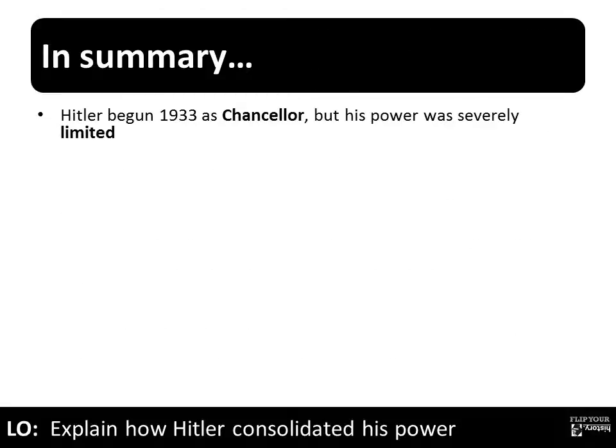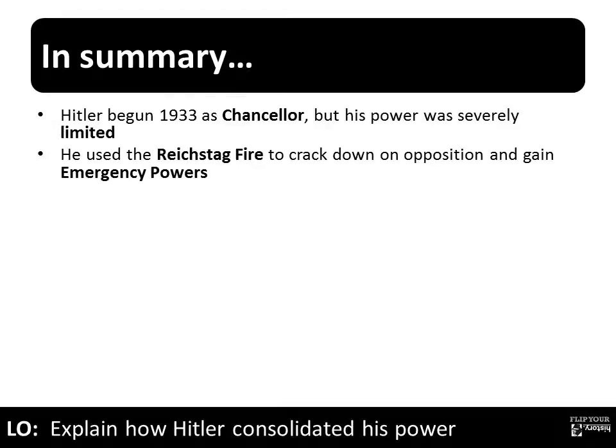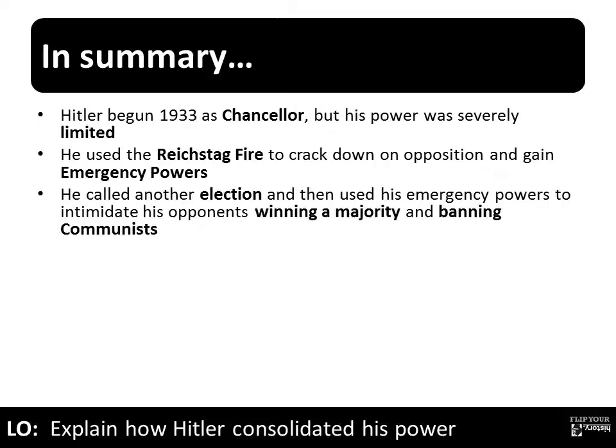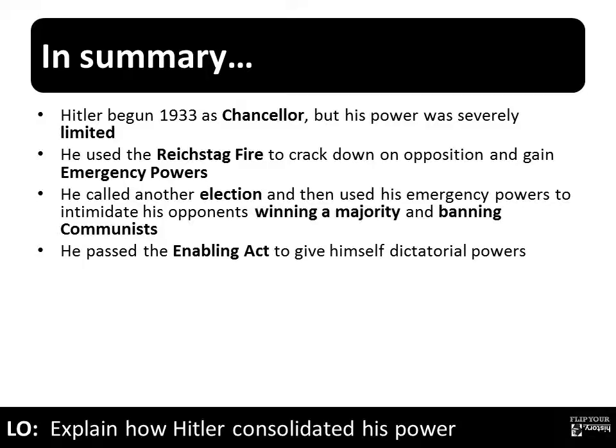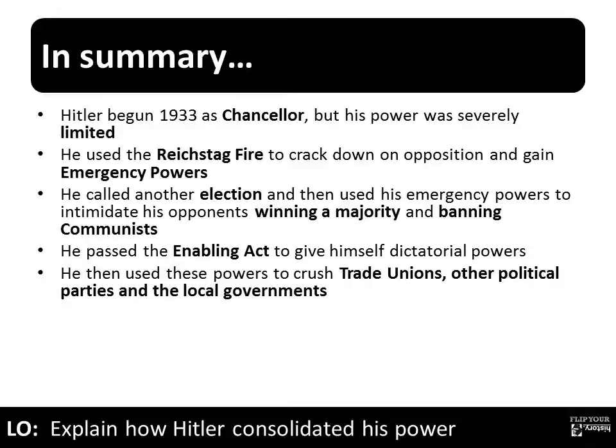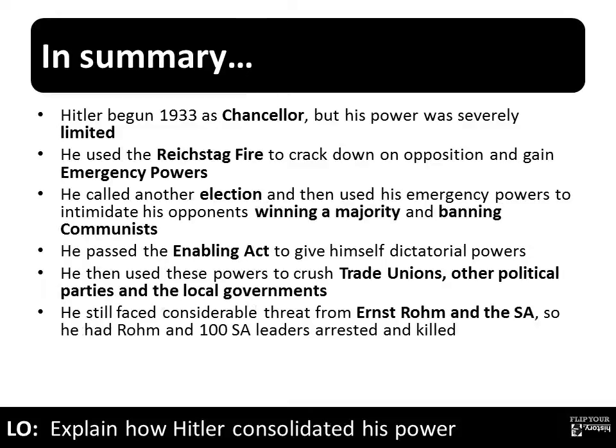In summary, Hitler began 1933 as Chancellor, but his power was severely limited by a range of factors in the Weimar Constitution. He used the Reichstag fire to crack down on opposition and gain emergency powers to attack people like the Communist Party. He called another election and then used his emergency powers to intimidate his opponents, winning a majority and banning communists. He passed the Enabling Act to give himself dictatorial powers, which he was able to renew in 1937. He then used these powers to crush trade unions, other political parties and the local governments to ensure there was no one who could stand up to him.